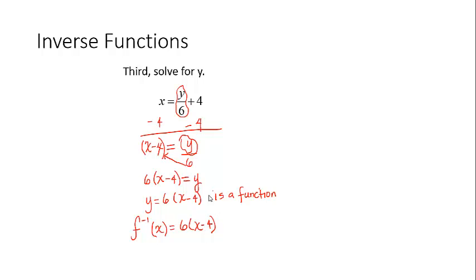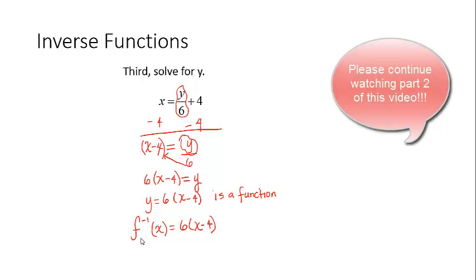Now be careful. If we do the inverse and it is not a function, then we cannot label it with this notation. So again, the inverse function of x is 6 times x minus 4. This means that this is the inverse of the function that was given originally, and that it is also a function. This is not an exponent here. Be careful with that. It's not an exponent. It is just a label and how we label inverse functions.